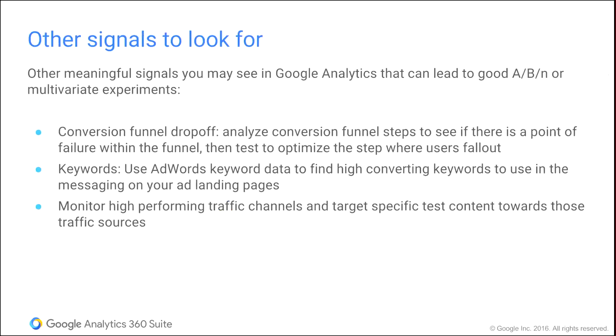So a few other signals to look for if you do have a website with a sign-up flow. Conversion funnel drop-off, I think I've covered this pretty well already, but definitely analyze the different steps of your conversion funnels and see if there's one area that really might be causing trouble for your customers to get through, and try optimizing that spot. Keywords: using your AdWords keyword data to find high converting keywords and using that same messaging not just on your landing pages, but also in your sign-up flows can really help in that consistency of messaging to bring people all the way through that conversion process. And then finally, monitor high-performing traffic channels and target specific test content towards those traffic sources.